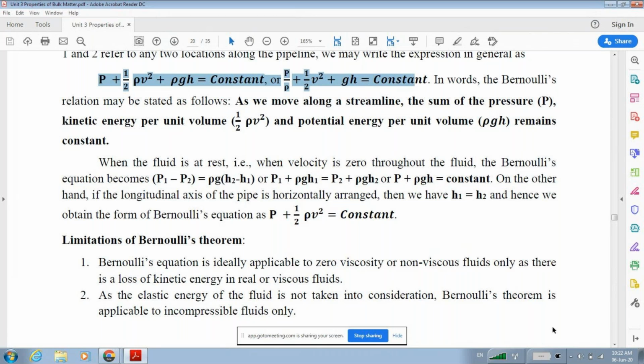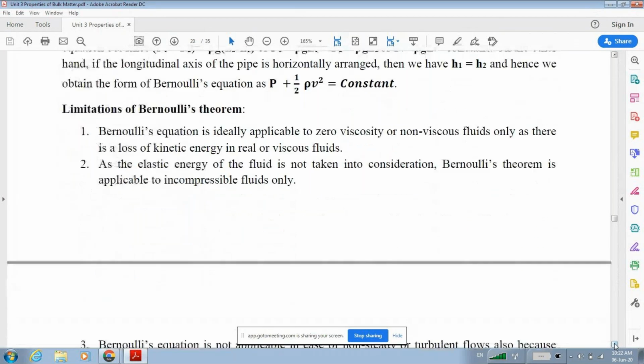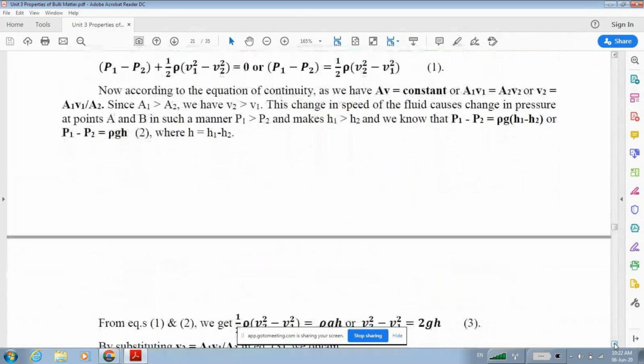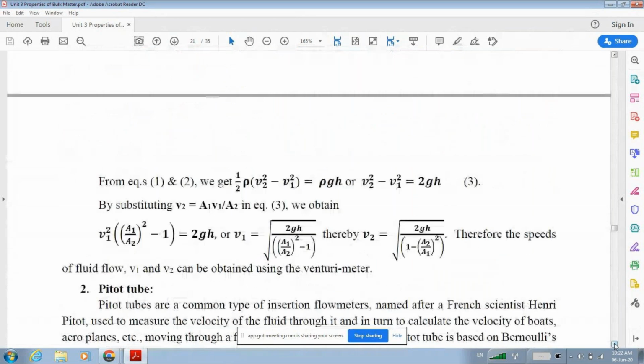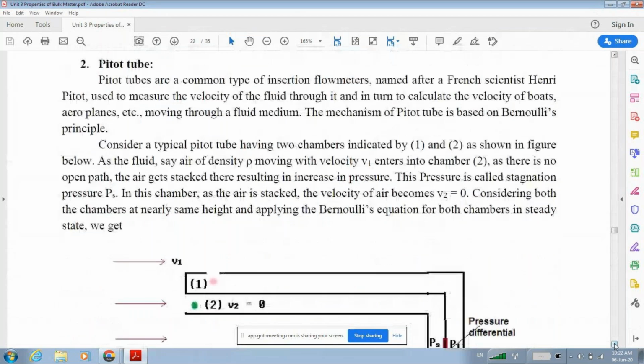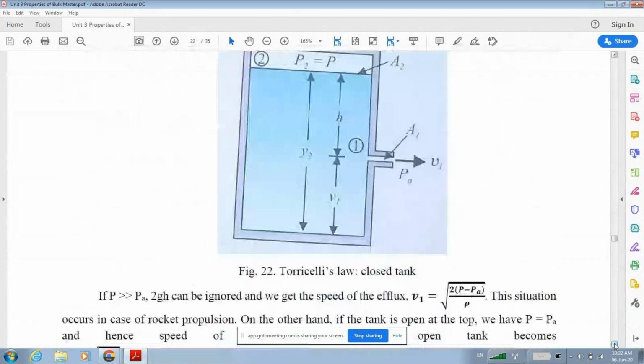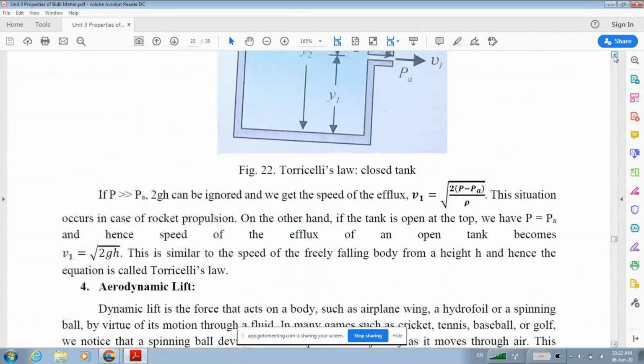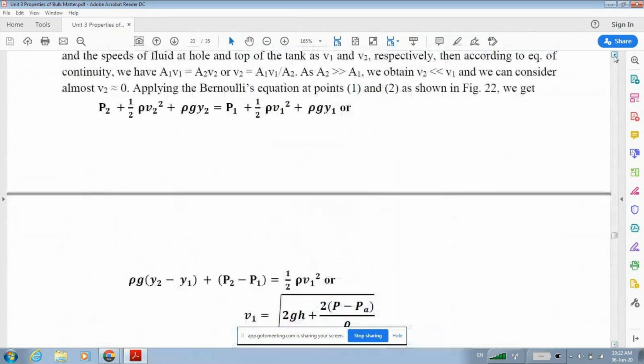And we have discussed the various applications of Bernoulli's equation, like the venturimeter and the pitot tube. Next time, Torricelli's law we can apply.